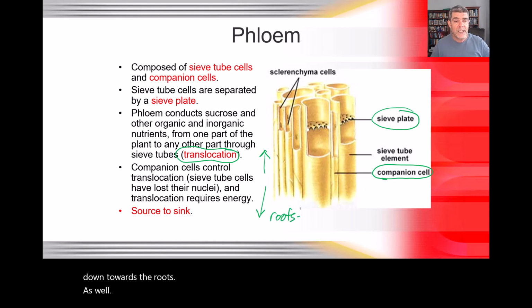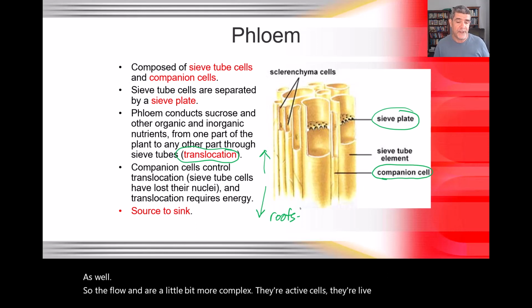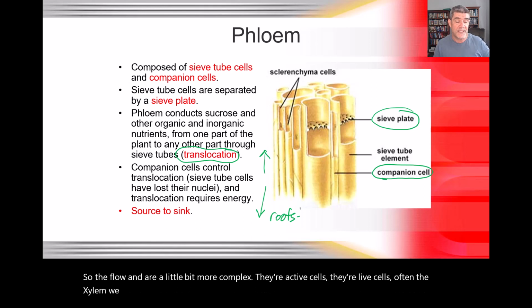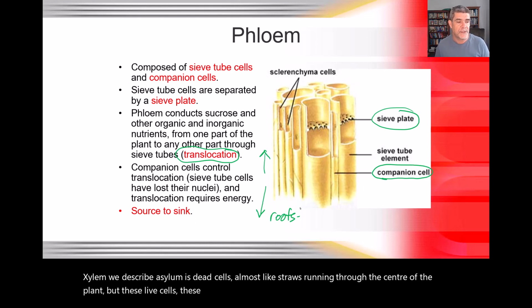So the phloem are a little bit more complex. They're active cells, they're live cells. Often we describe the xylem as dead cells, almost like straws running through the center of the plant. But these live cells, these phloem cells, are very, very important in transporting organic material throughout the plant.